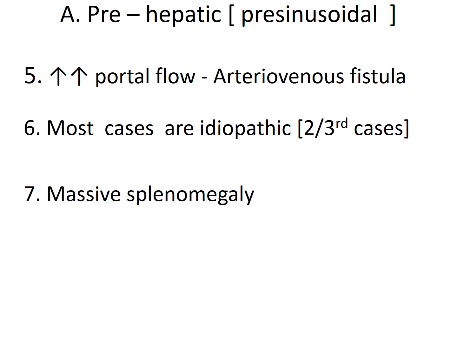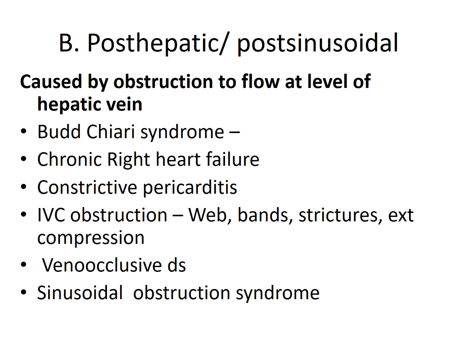Number 6, most cases are idiopathic. So in 2/3 of cases of portal hypertension, the cause will not be detected. So in these conditions, these are known as idiopathic portal hypertension, and 2/3 are of this type. Number 7, massive splenomegaly. Now post-hepatic or post-sinusoidal causes.